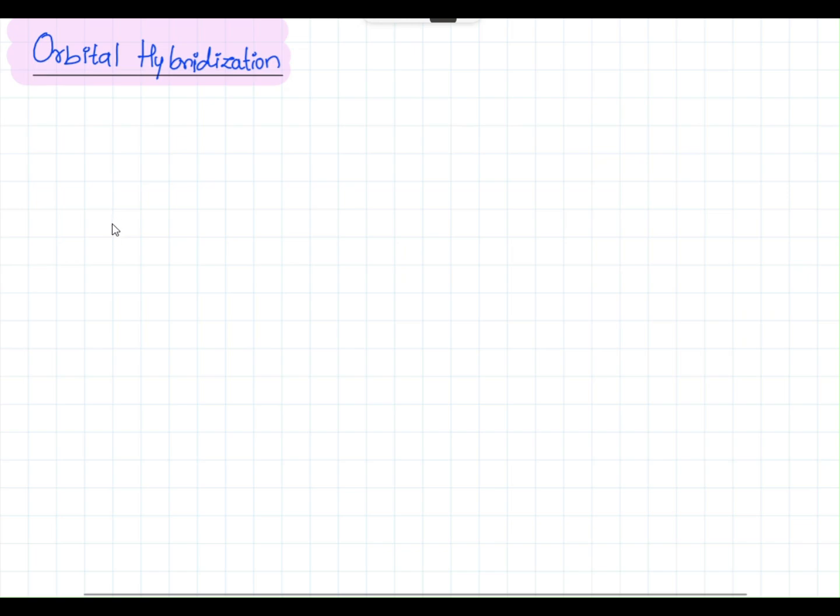Hello everyone. Today we will discuss orbital hybridization, or orbital overlapping. We all know that the atomic number of carbon is 6, and it will exhibit the electronic configuration 1s2, 2s2 and 2p2, right? According to this, the valency of carbon is 2.